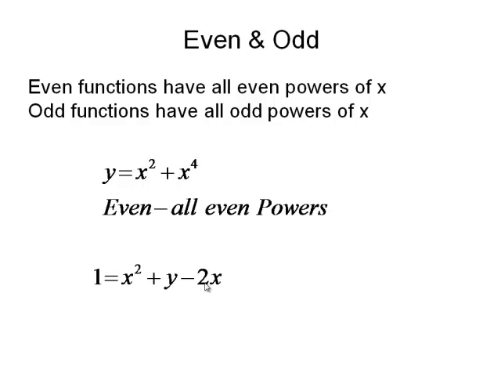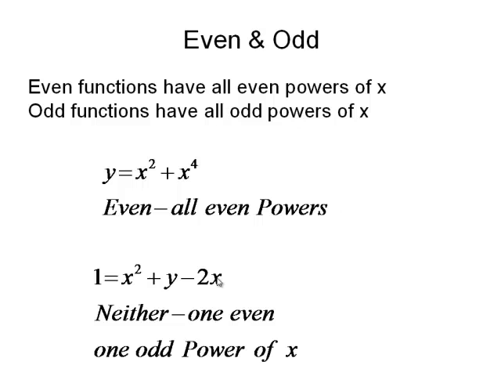x squared plus y minus 2x. Look at the x powers, a 2 and a 1. So that's neither one. It's not even and it's not odd, because you have an x squared and an x. That's an even and an odd power. So that concludes this section.